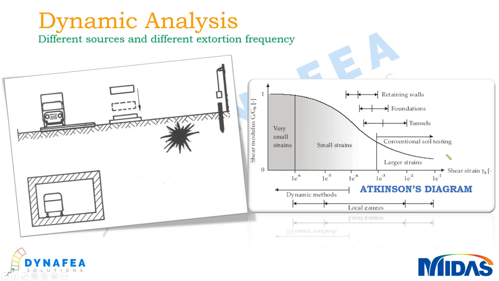This is the Atkinson diagram, which is very important for those who are interested in dynamic analysis, because it shows different kinds of engineering problems and the corresponding range of strains. As we can see, for the dynamic methods, we are within very small strains and small strains. This is a very important fact because it means that we have to use the adequate shear or Young modulus in our calculations. It will be explained in a detailed way a bit later.